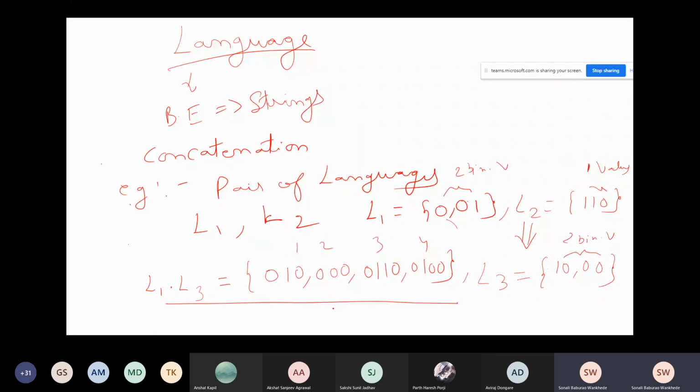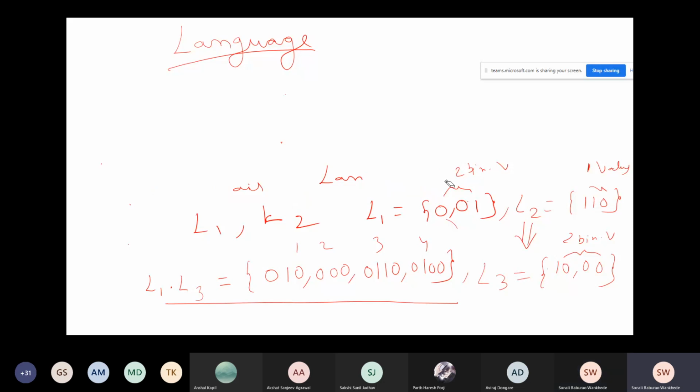Now we'll see something which is called Kleene closure, or it is also called Kleene star. Before we proceed, write down the concatenation of language. Write down the definition. Concatenation of language.